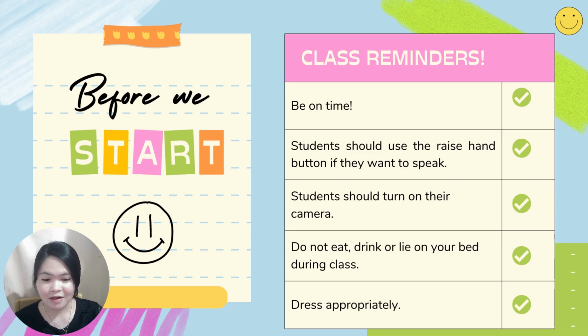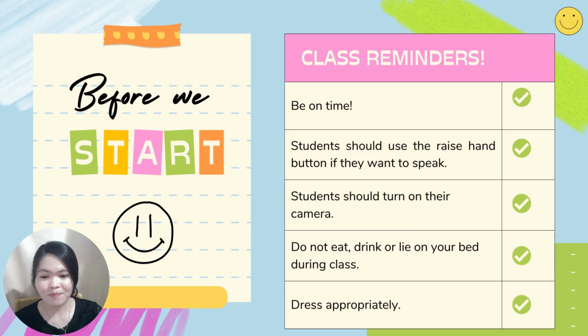And next we have do not eat, drink, or lie in your bed during classes. Even during face to face, students are not allowed to eat, drink, or lie on your chair when the teacher discusses something in front of you, right? So you need to attend, focus during the class discussion, and I need you to participate.